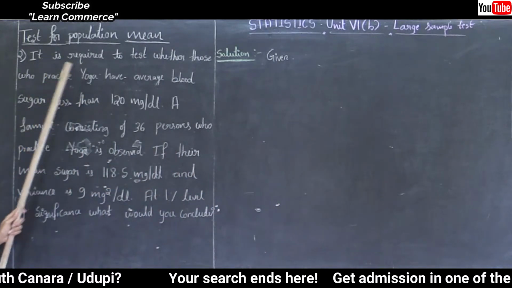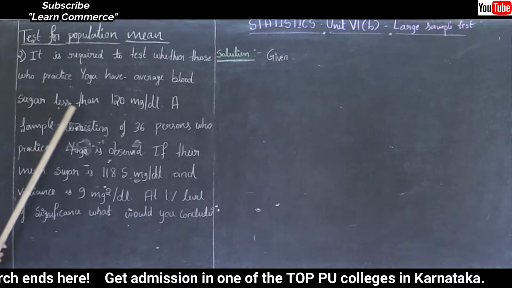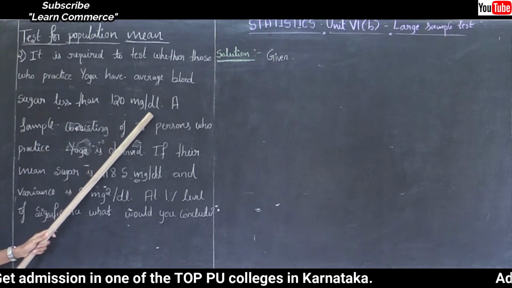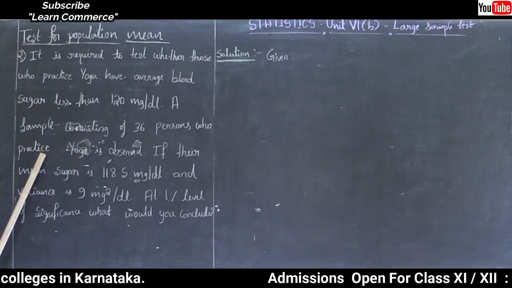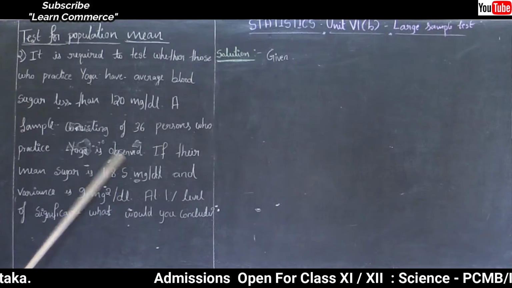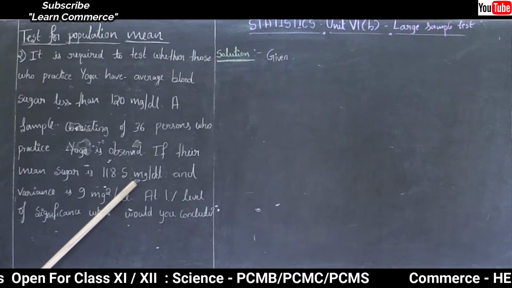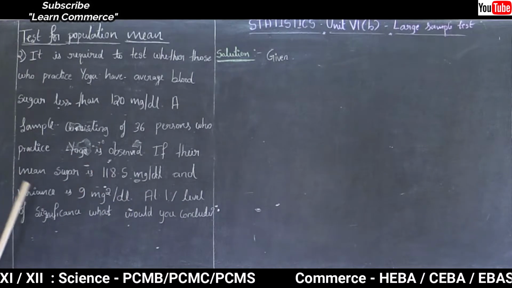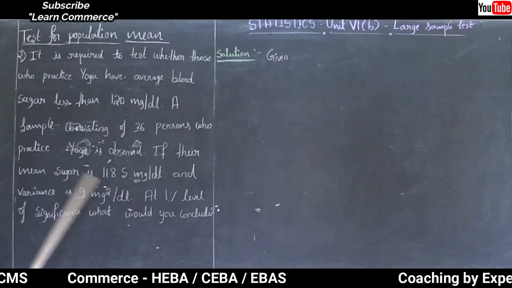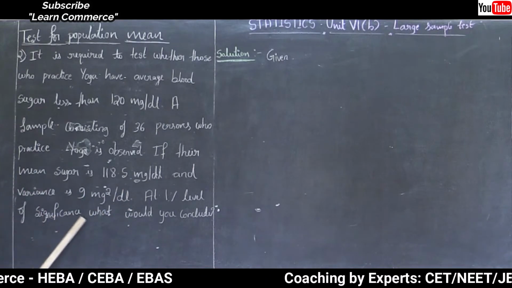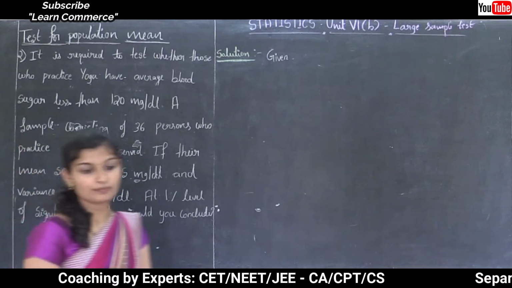it is required to test whether those who practice yoga have average blood sugar less than 120 milligrams per deciliter. A sample consisting of 36 persons who practice yoga is observed. If their mean sugar is 118.5 milligrams per deciliter and variance is 9 mg square per dl, at 1% level of significance, what would you conclude? Now let's see the solution part.